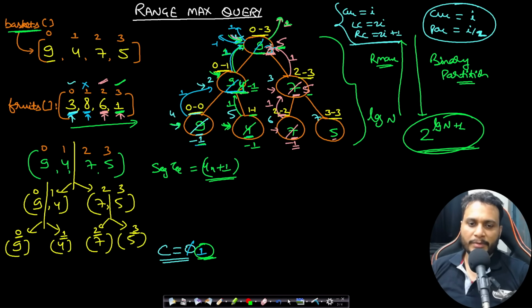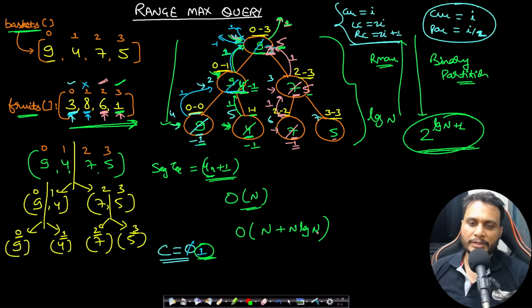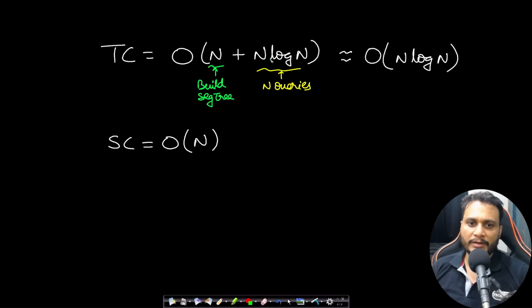So in this case building the segment tree is order of n, because if you have 4n number of nodes in the worst case, then it will be order of n to build the segment tree, and you know that there are n number of fruits, and each of the fruit queries will take the height of the segment tree, which is log n. So I will be appending another time which is log n. So the total time complexity will be n plus n log n, which is n log n, and the space complexity is only due to the segment tree, which is order of n.